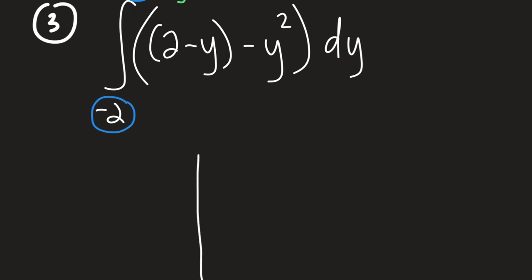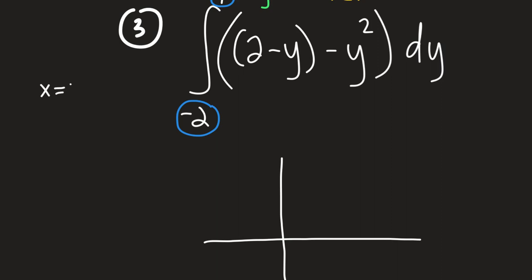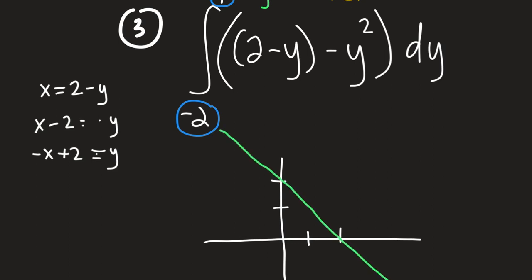So here's our graph. We have 2 minus y. Maybe we should change that into an x to make it more familiar. So x equals 2 minus y. If we solve this for y, we get negative x plus 2 is equal to y. So that has a y-intercept of positive 2 and a negative 1 slope. Let's see, I'm doing this one in green. So here is the graph of x equals 2 minus y.